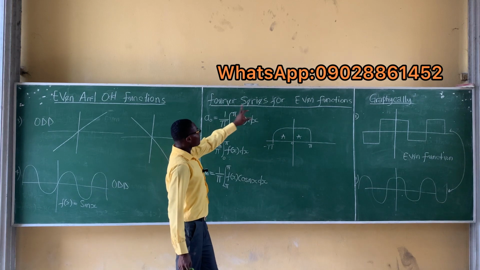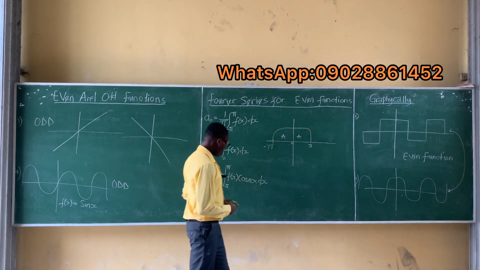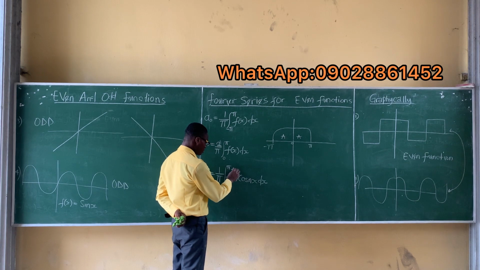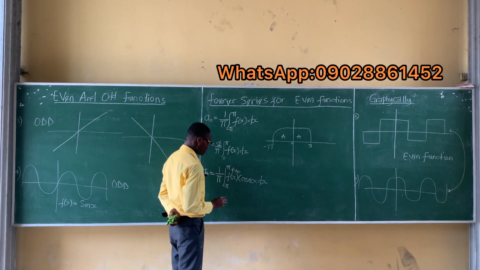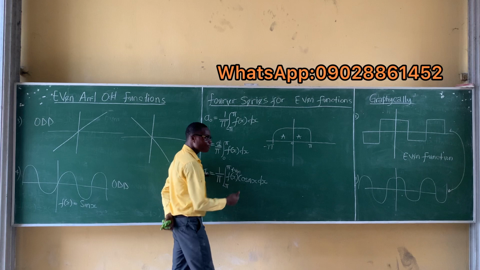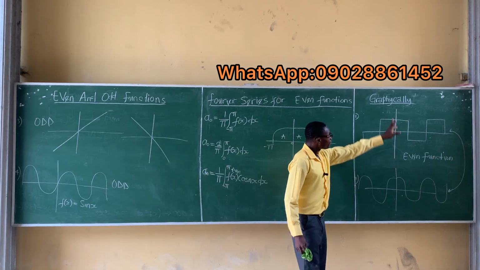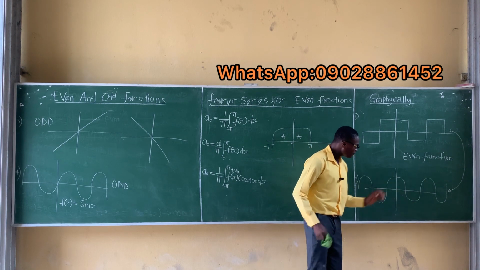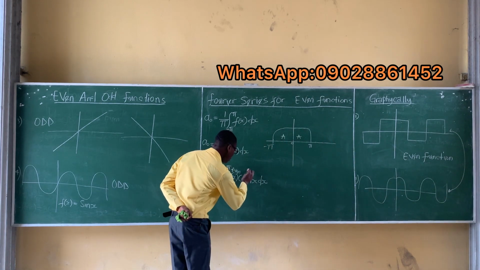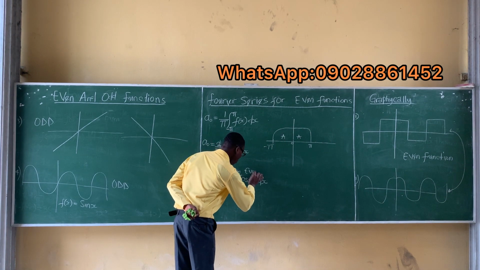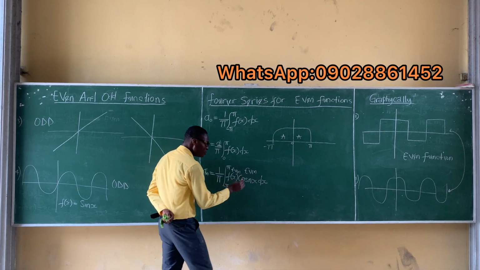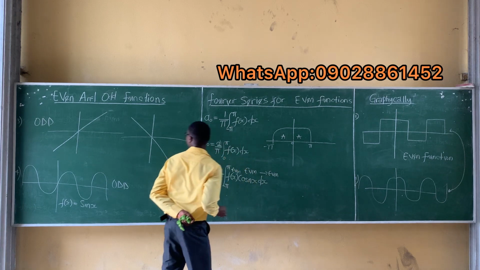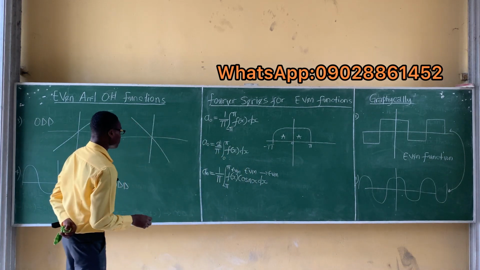Now, we said Fourier series for even functions. It means f of x is even. This is what it means. But cos is also an even function. From the graphical method for analyzing even functions, we have seen that cos is an even function. So it means that cos here also is even. And even times even will give us even. Please take note. Even times even will give us even.